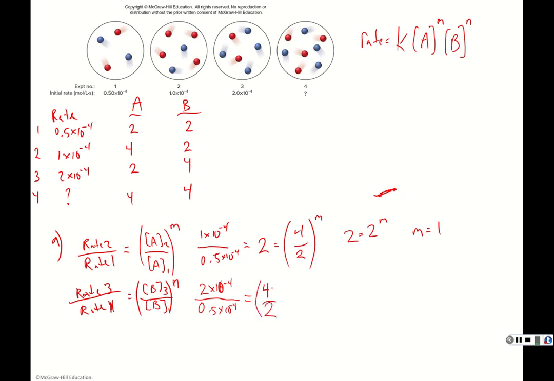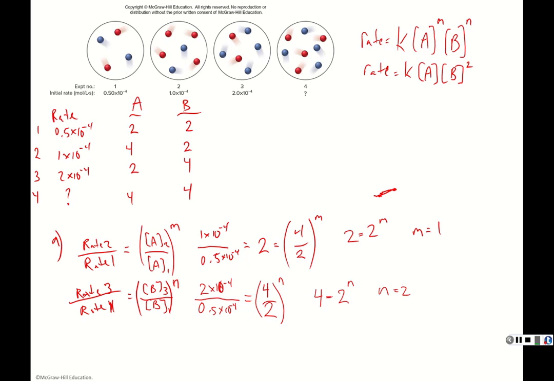Concentration of B in experiment 1 is 2. So here we have 4 equals 2 to the n power. So n has to be 2. Right, so then we can go back to our rate law and write those coefficients in. So our rate is going to be equal to k times A to the first power and B to the second power.